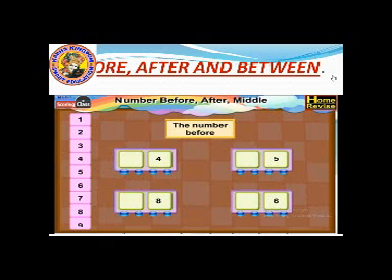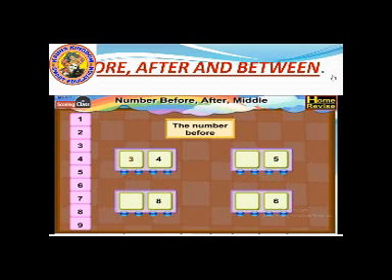Here we have a train. In the later block, number 4 is written. And in the counting, what comes before 4? Well, let us count. 1, 2, 3, 4. So it has to be 3. Write 3 in the first block.